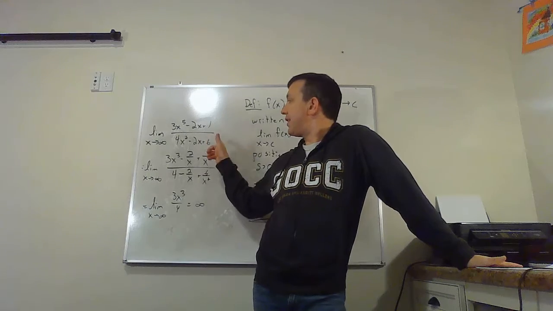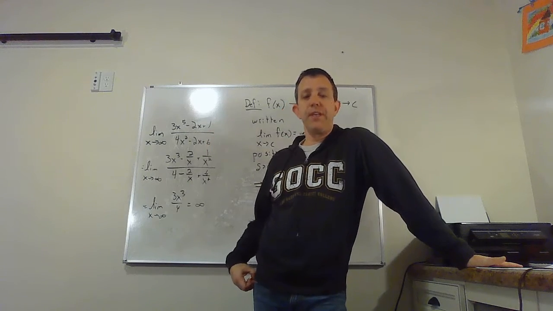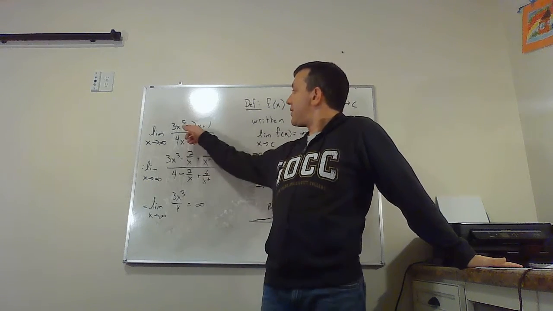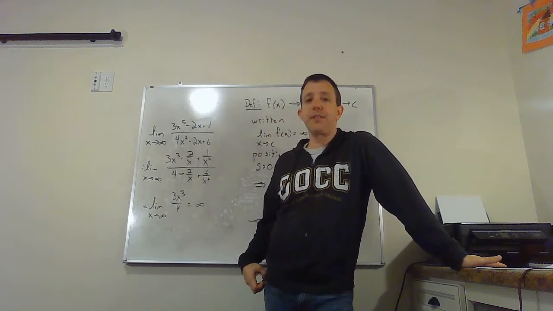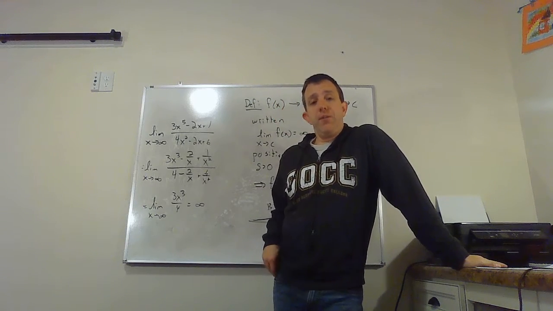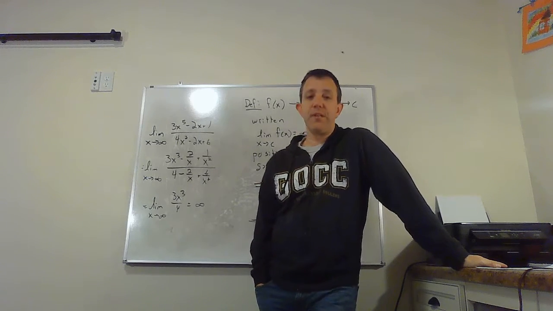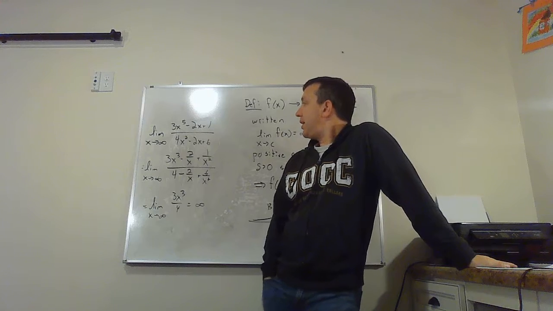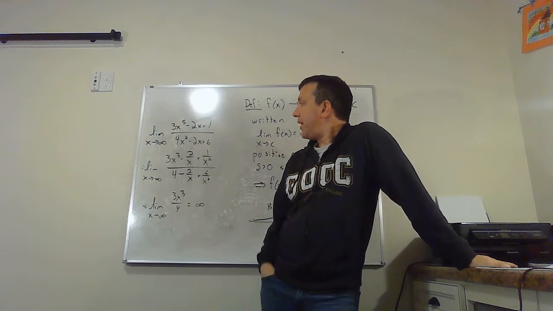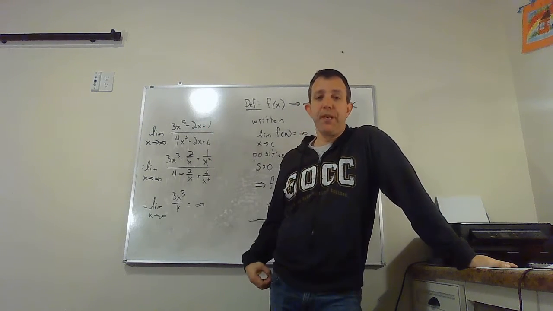So for this one, I want to look at this example. We have the limit as x goes to infinity of 3x to the fifth minus 2x plus 1 over 4x squared minus 2x plus 6. All right, so this is where it's going to start to get just a little bit interesting. We now have a higher power on the top than we do on the bottom.